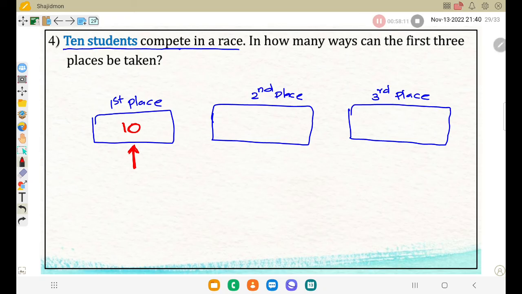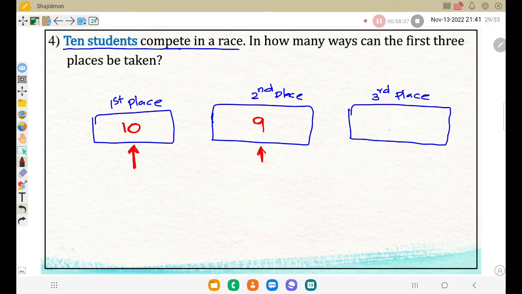Now for second place, how many possibilities will be there? One person only is winning the first place, correct? Totally we have 10 students. One person winning the first place means how many pupils remain for the second place? 9 students, correct? Totally 10 students, one student gets the first place, so leave out that person. So how many are left? 9 persons. So 9 persons are eligible for the second place, correct?